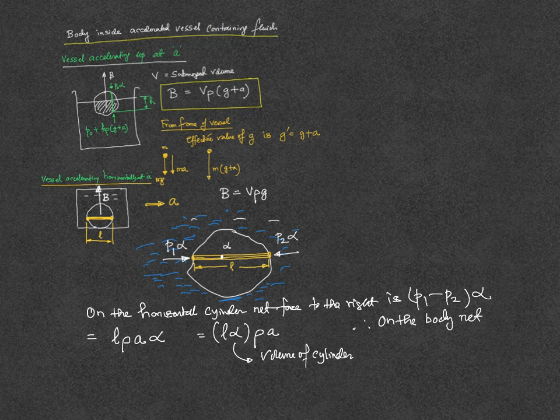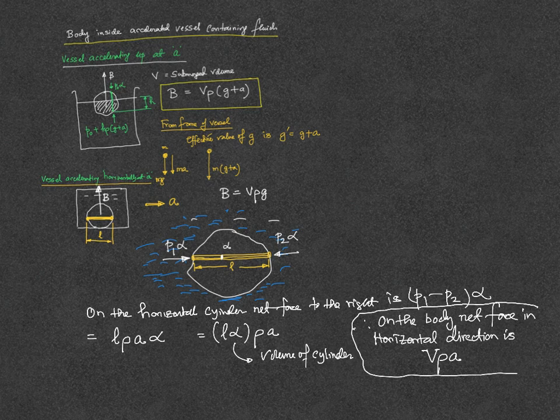Therefore, on the body, the net force in the horizontal direction, when you add up the volumes of the cylinders to get the total volume, is V rho A. So this is the net sideways thrust. Apart from the buoyant force, you have a force along the x-axis, that means in the direction of acceleration of the vessel: Fx is equal to V rho A.